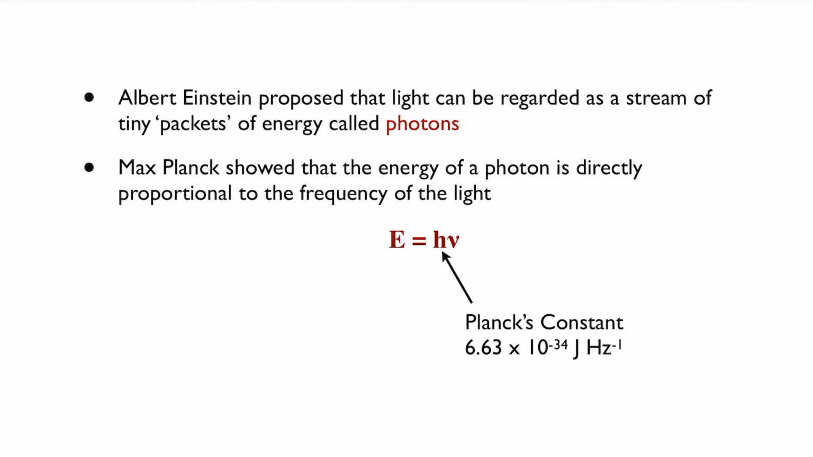Max Planck went on to show that the energy of the photon is directly proportional to the frequency of the light. E equals hv. This is the second equation in this topic that you need to know. h stands for Planck's constant, 6.63 times 10 to the minus 34 joules per hertz, which means that the energy of photons is going to be per joule.